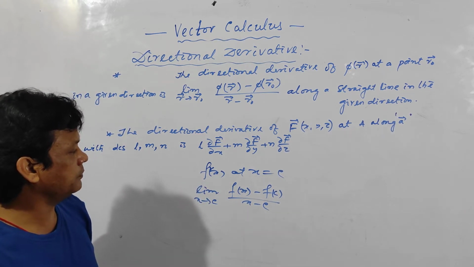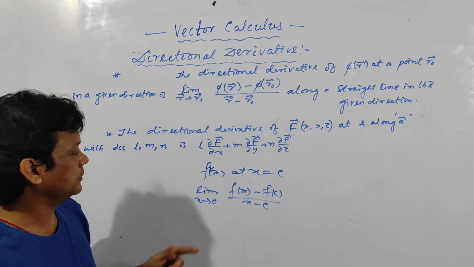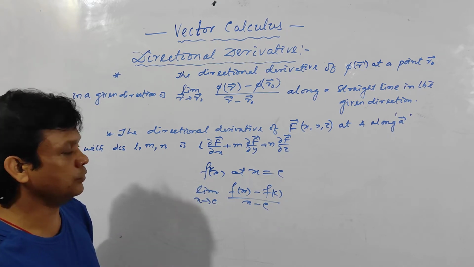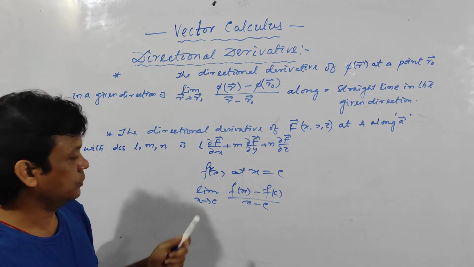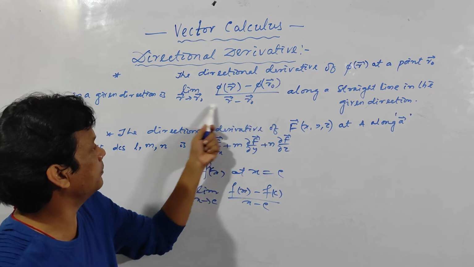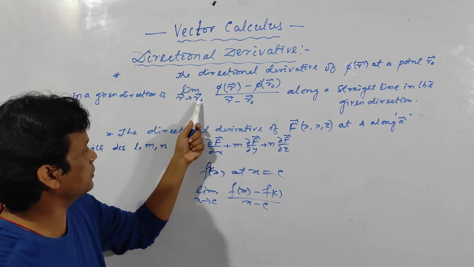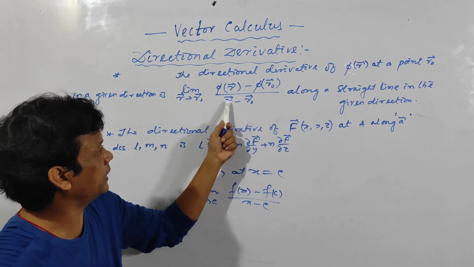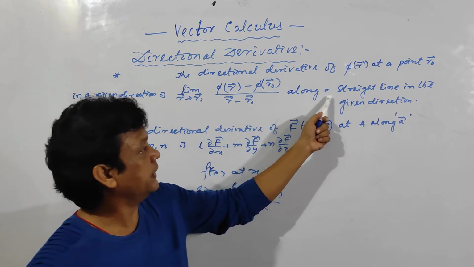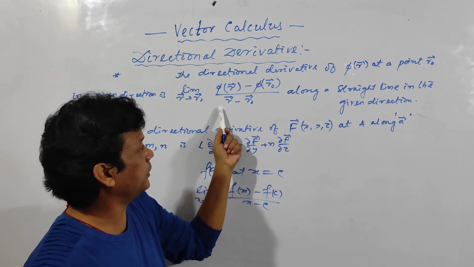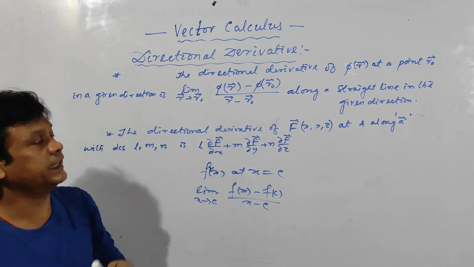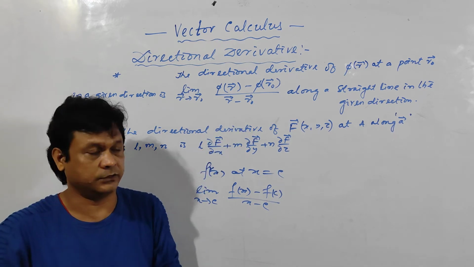This is the definition of the derivative at a particular point x equal to c. So limit x tends to c, f of x minus f of c divided by x minus c. See, this is the same as limit r tends to r0, phi of r minus phi of r0 divided by r minus r0. And this is expressed in terms of a particular direction. So it is a derivative along a straight line in the given direction. So this is called the directional derivative. Derivative in a particular direction.